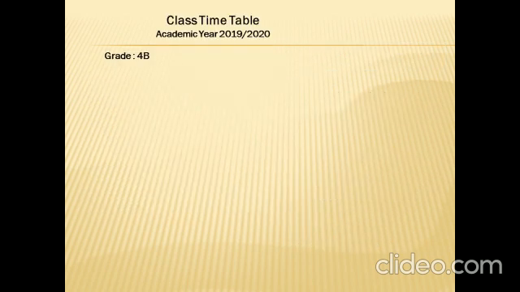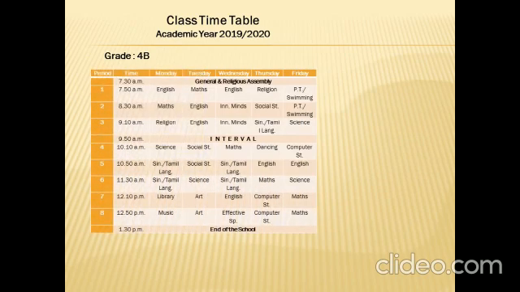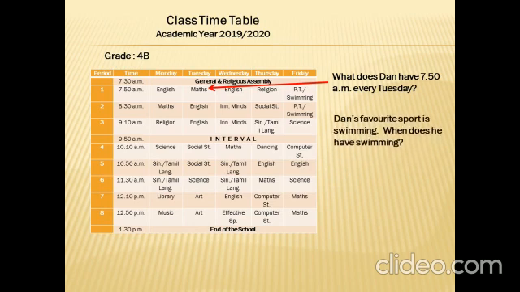Now, let's see how to answer some questions related to a timetable. Here I got Dan's school timetable. What does Dan have 7:50 a.m. every Tuesday? Did you find the answer? Oh, he has maths. When does he have swimming? It's Friday. He has swimming on Friday.